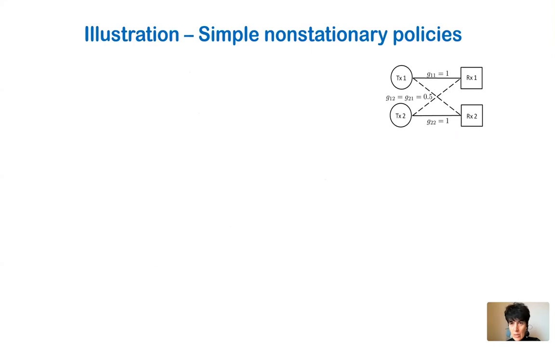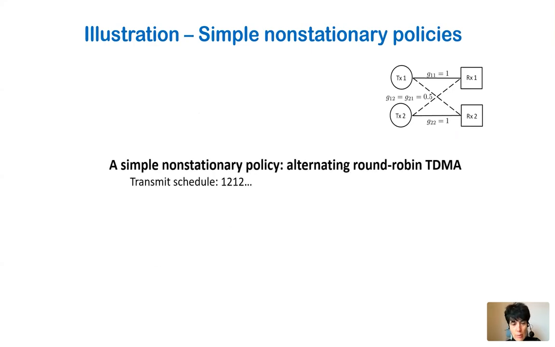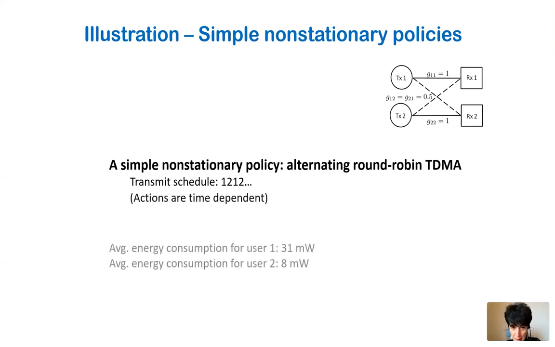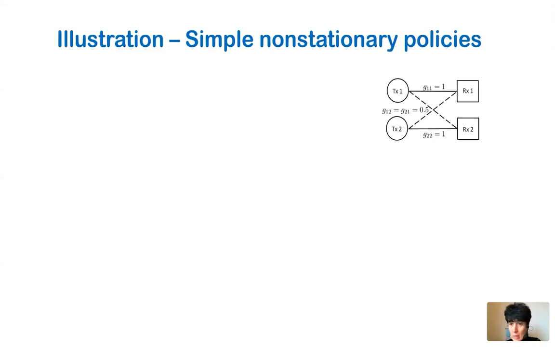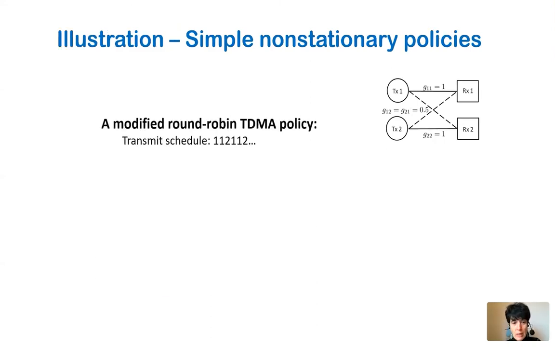Then let us see what a simple non-stationary policy can achieve. I'm going to start by describing a simple non-stationary policy, which is an alternating round-robin policy like TDMA, and the actions are time dependent. What you can see is that if we use this simple non-stationary policy, we can already improve the energy consumption for the two users as opposed to the previous stationary case. So this is better than the stationary policy. Can we do even better?